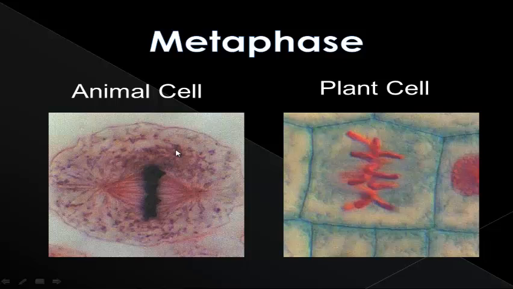In this slide, you're going to see that the animal cell actually has the chromosomes lining up right in the center of it, and the plant cell as well. So this is metaphase.